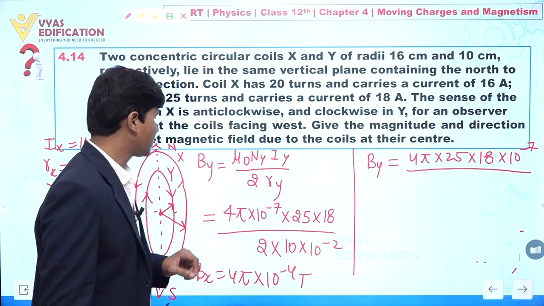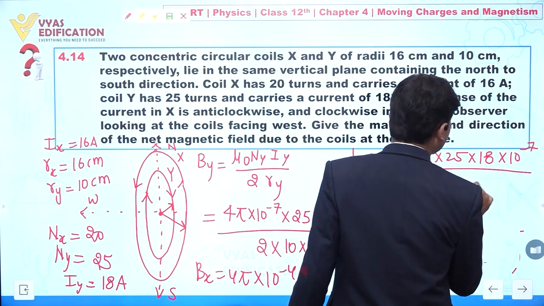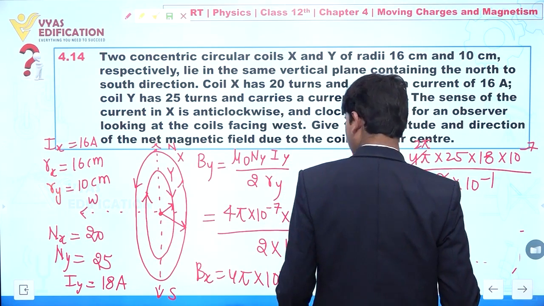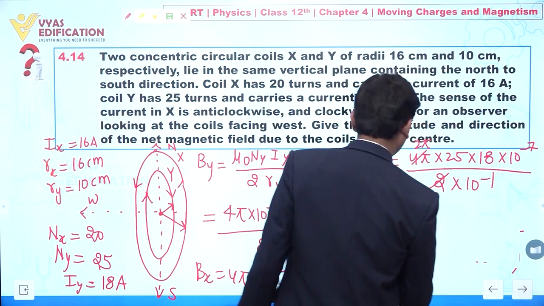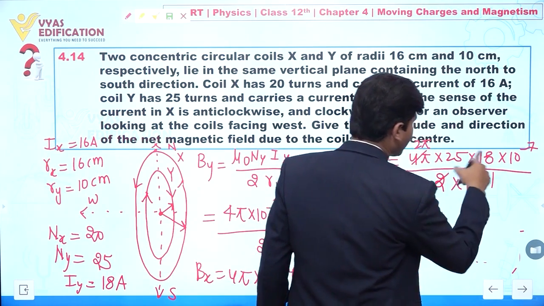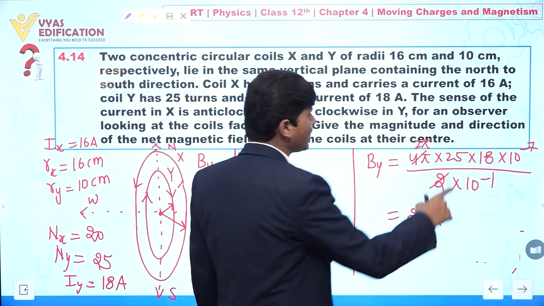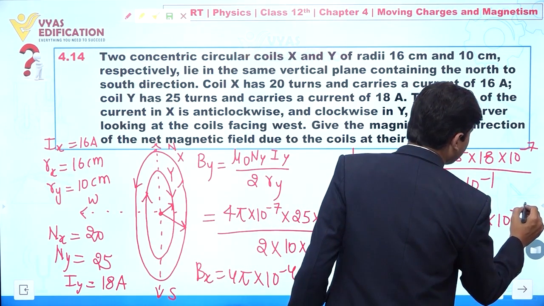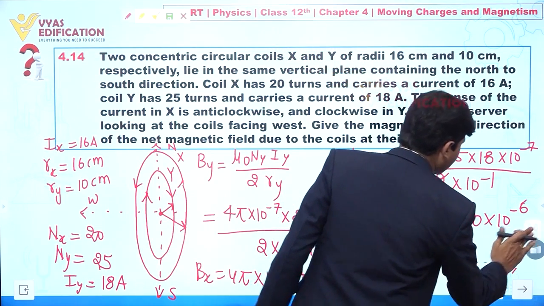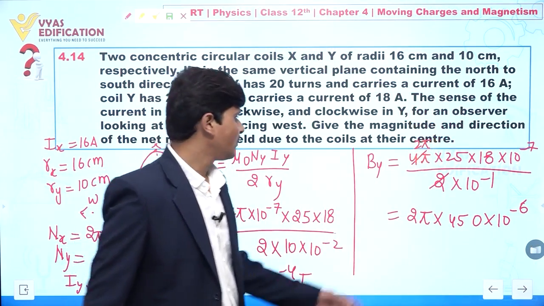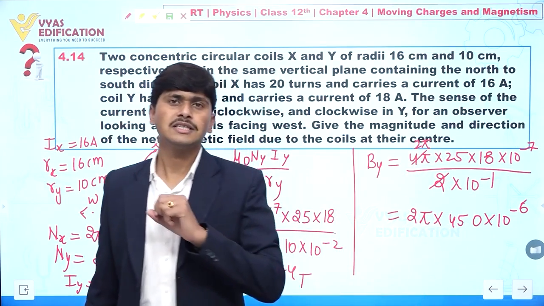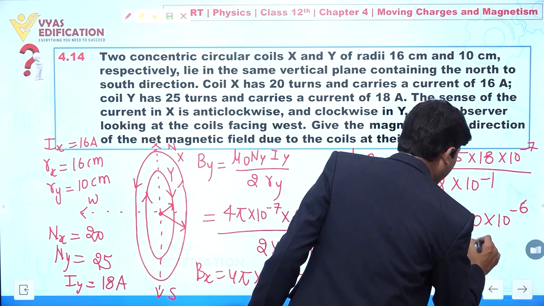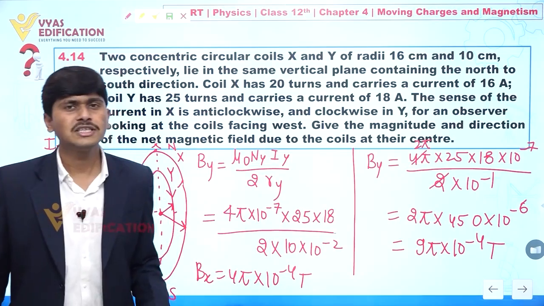Clear? 10 to the power minus 7, and this is divided by 2 multiplied by 10 to the power minus 1. So from here you can say this is 2 pi. If you write it, we have 2 pi into 25 multiplied by 18, so this is 450, and this is 10 to the power minus 6. Clear everyone? Now 450 multiplied by 2 is 900. So this is equal to 9 pi into 10 to the power minus 4 Tesla. Clear? So this is the value of By.